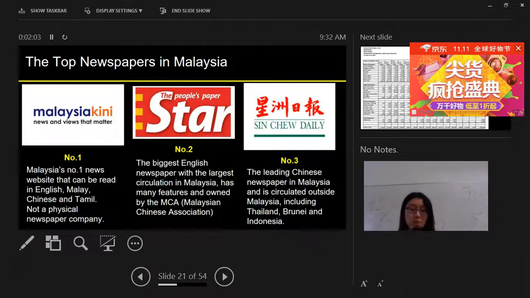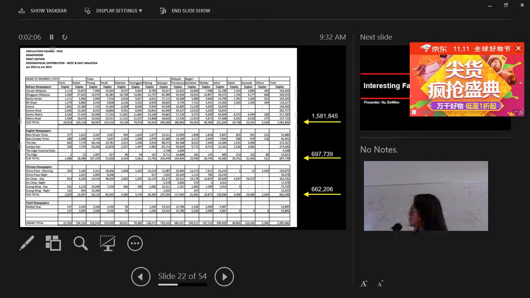So now I have also done research from the Audit Bureau of Circulations figures. Don't mind all these figures, it can be too overwhelming to look at. But when you look here, it has been segregated into Malay newspapers, English newspapers, Chinese newspapers, and Tamil newspapers. We can see from the figures at the top that the highest circulation is Malay newspapers, which is quite obvious because in Malaysia we have a higher majority of Malays living in the country. So we have about 1.5 million newspapers being circulated, followed by English newspapers, then Chinese newspapers, and then Tamil newspapers being the last.